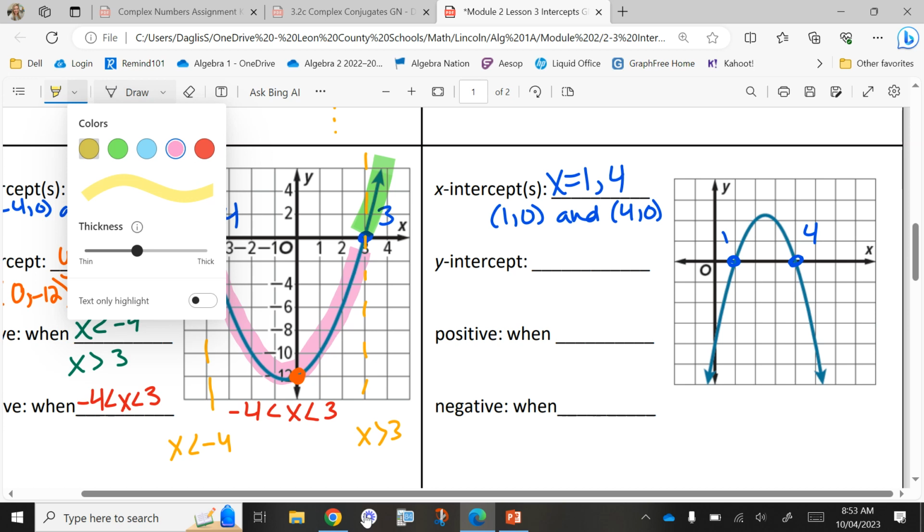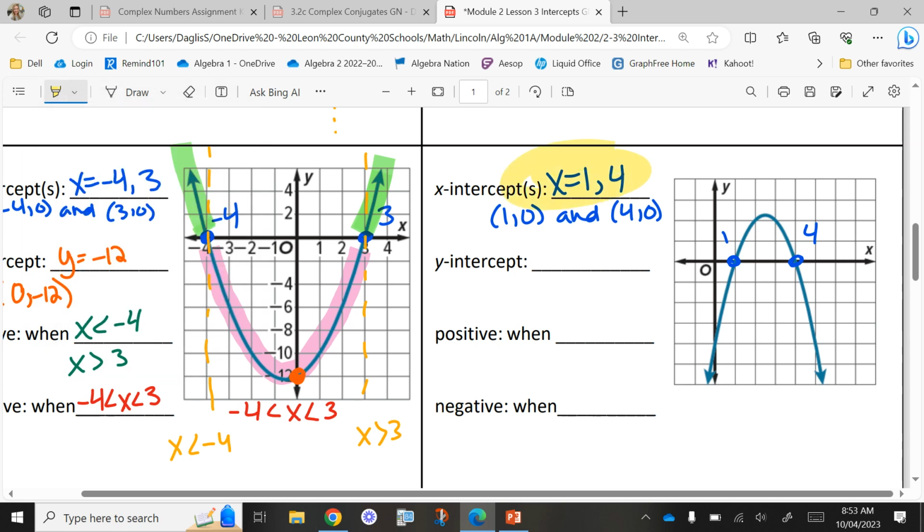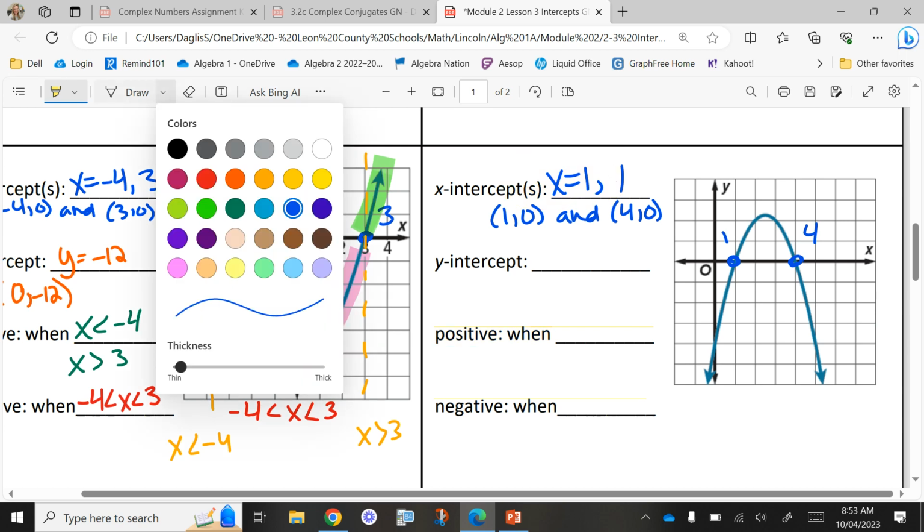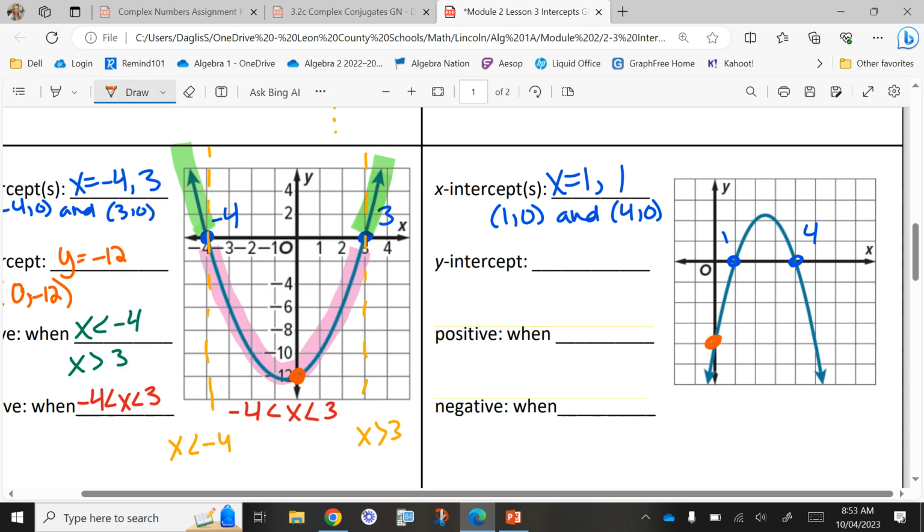So again, we can go ahead and say, okay, I know these numbers are going to be used when I get down here, right? You know that's going to happen. 1 and 4 is what we're going to use when we talk about positive, negative. Do we have a y-intercept? Yeah, where is it at? 1, 2, 3, negative 4, yep. There we go.